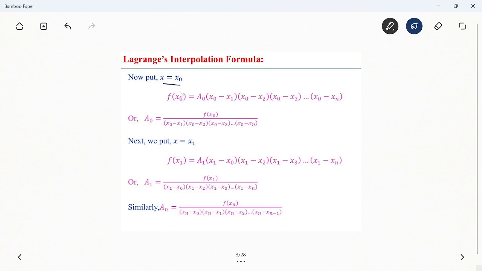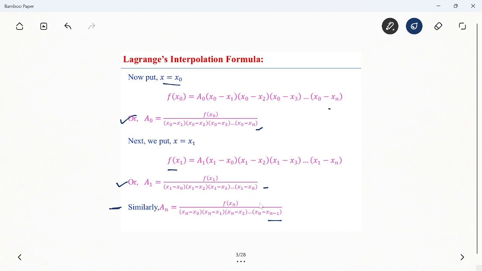Now we put x equals x0. x equals x0 means f of x0 is a0 (x0 minus x1) up to this. So a0 is f of x0 divided by (x0 minus x1)(x0 minus x2)(x0 minus x3)...(x0 minus xn). Next we put x equals x1. Then f of x1 equals a1 into this. So a1 equals f of x1 divided by (x1 minus x0)(x1 minus x2)(x1 minus x3) up to (x1 minus xn). Similarly, an equals f of xn divided by this.